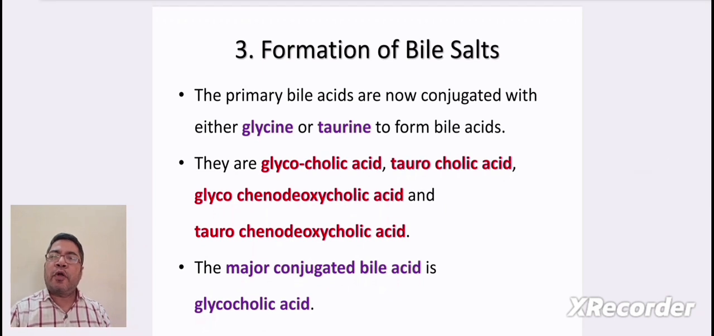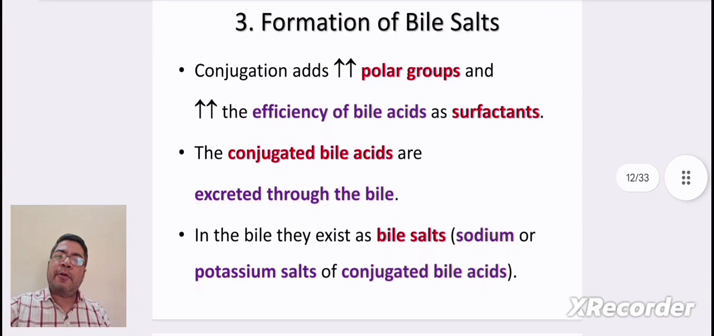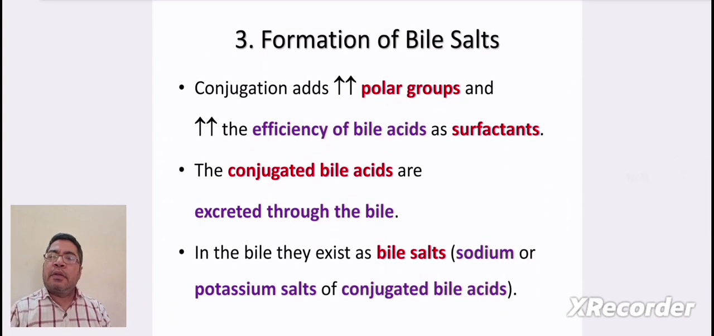The third part is formation of bile salts. The primary bile acids are now conjugated with either glycine or taurine to form bile acids. They are glycocholic acid, taurocholic acid, glycochenodeoxycholic acid, and taurochenodeoxycholic acid. The major conjugated bile acid is glycocholic acid. Conjugation adds more polar groups and increases the efficiency of bile acids as surfactants.